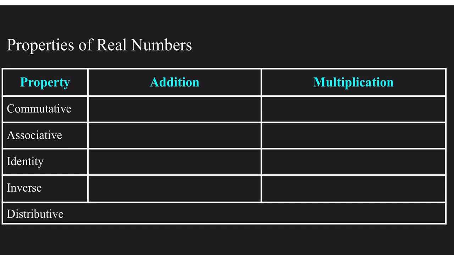So commutative property, this one's pretty basic. If you have two numbers and you're adding them together, it'll get you the same thing if you add them in the reverse order. So a plus b equals b plus a. Common example, 5 plus 3 is 8. That would be the same thing as doing 3 plus 5. They're both going to equal that same thing.